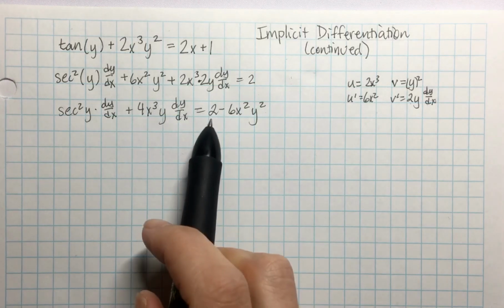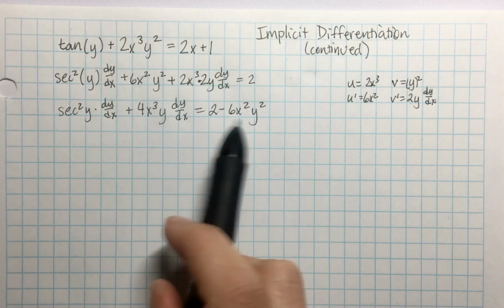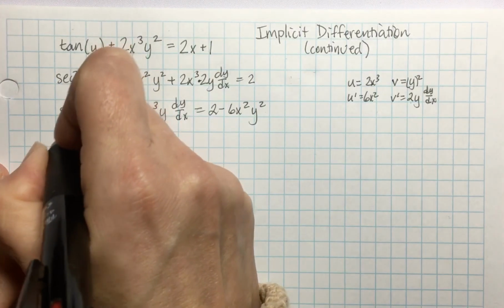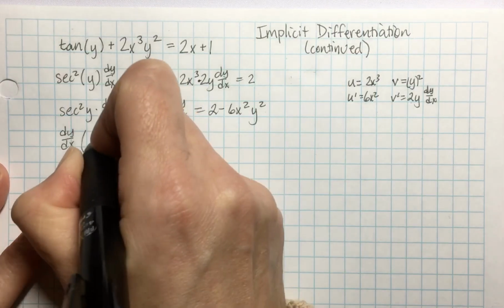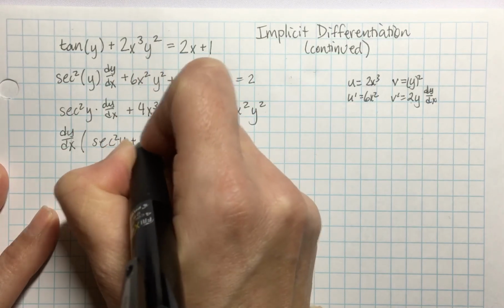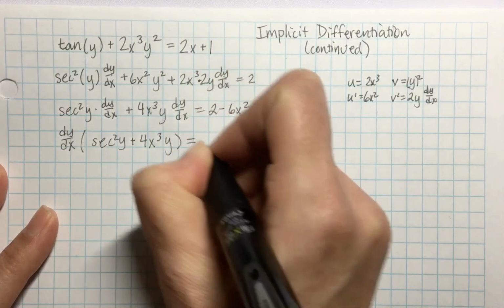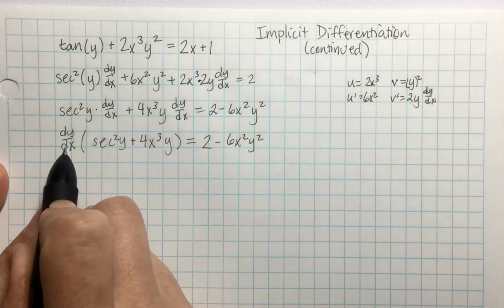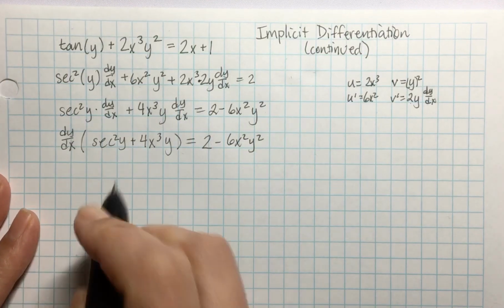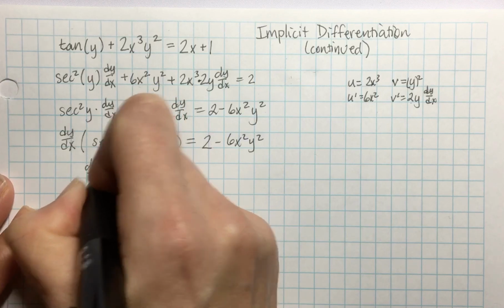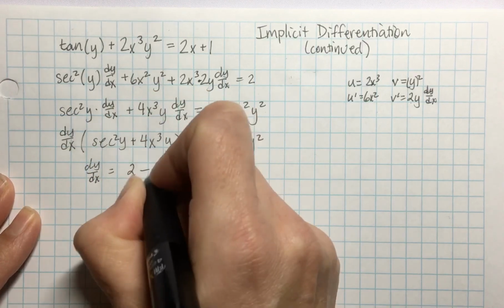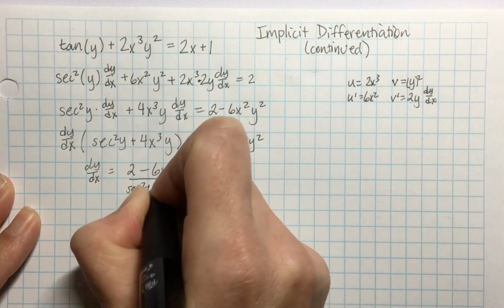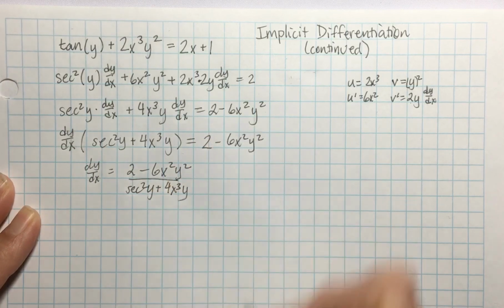Once we have it so the dy dx stuff is on one side and the not dy dx stuff is on the other, we can factor dy dx out. So we have dy dx times all this other stuff, secant squared y plus 4x cubed y. And that equals the 2 minus 6x squared y squared. To get dy dx alone, I just divide by the stuff that's multiplying there. So dy dx equals 2 minus 6x squared y squared over the secant squared y plus 4x cubed y.